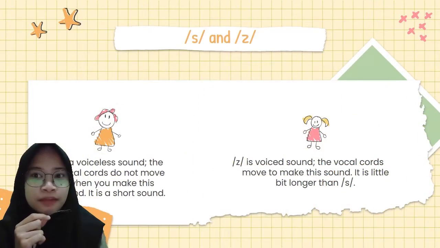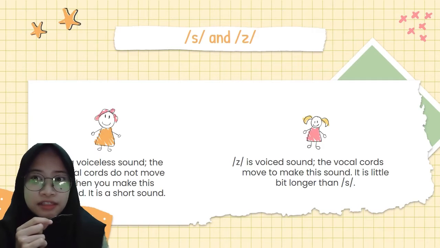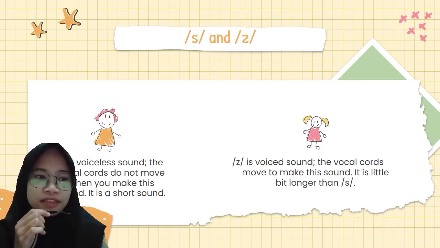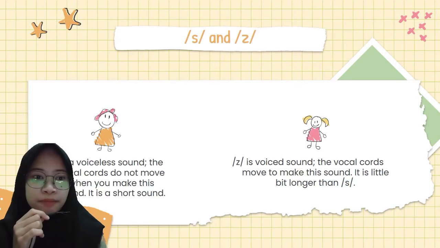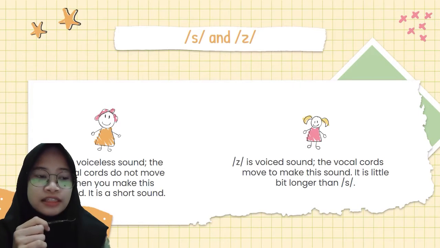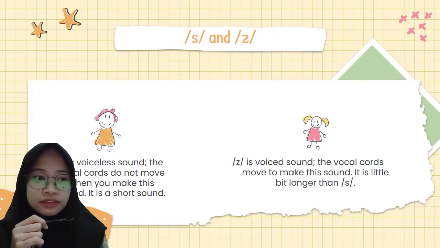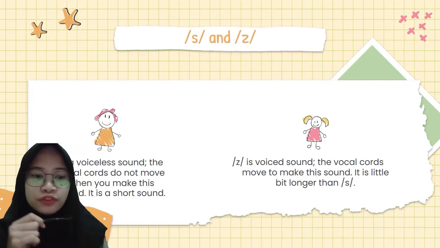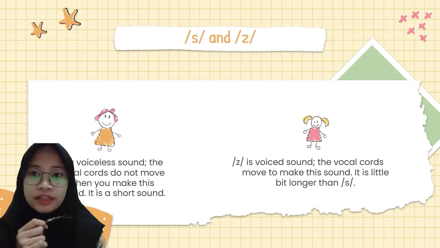Alright, so the third type, there are s and z sounds. How and where it is made, it can be seen in the second example before, and the z is similar to s in making the sound, and it is produced by the same organs of speech. It is, however, different in its voicing and length. The s sound is a voiceless sound. The vocal cords do not move when you make this sound. It is a short sound. And the z is a voiced sound. The vocal cords move to make this sound. It is a little bit longer than the s sound.